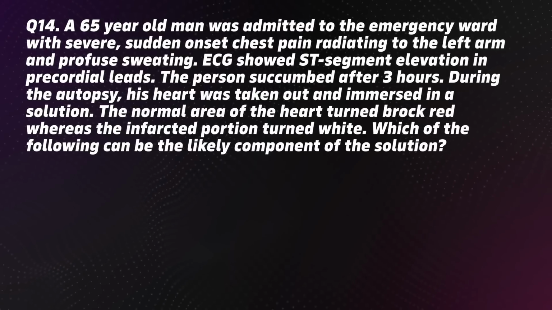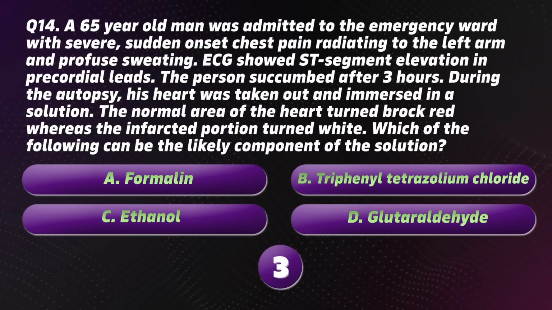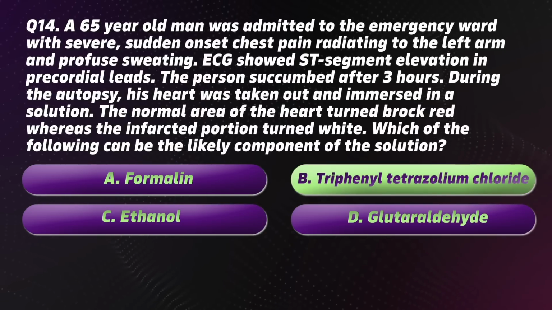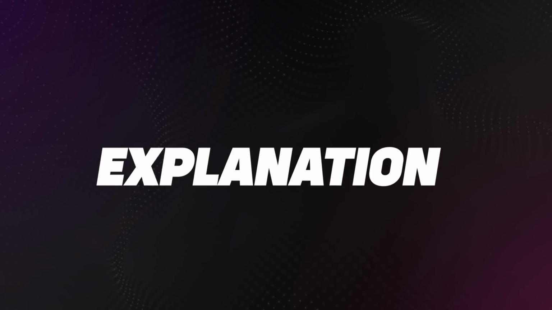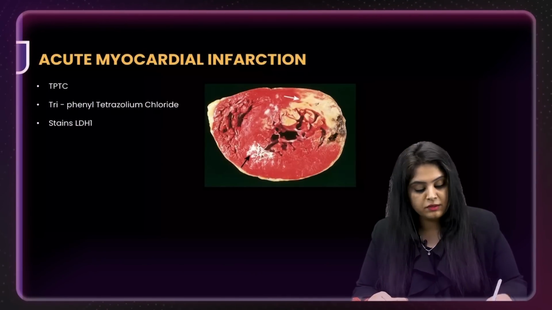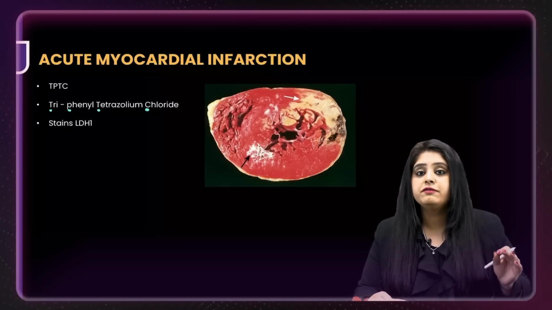Here are the options. A. Formalin. B. Triphenyl tetrazolium chloride. C. Ethanol. D. Glutaraldehyde. And the correct answer is option B, triphenyl tetrazolium chloride. Here's the explanation. Please remember, I will use a stain called TTC. What is TTC? Triphenyl tetrazolium chloride.